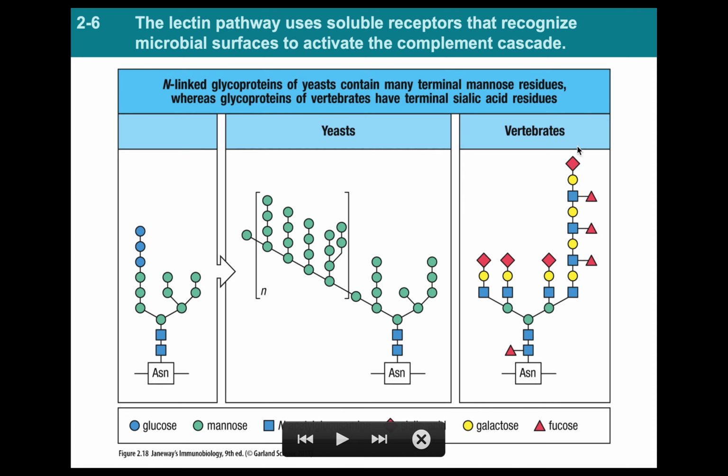In our own cells, we actually cover up those mannoses. They're at the bottom there, but we cover them up very thoroughly so that lectins do not have enough that they can grab onto.